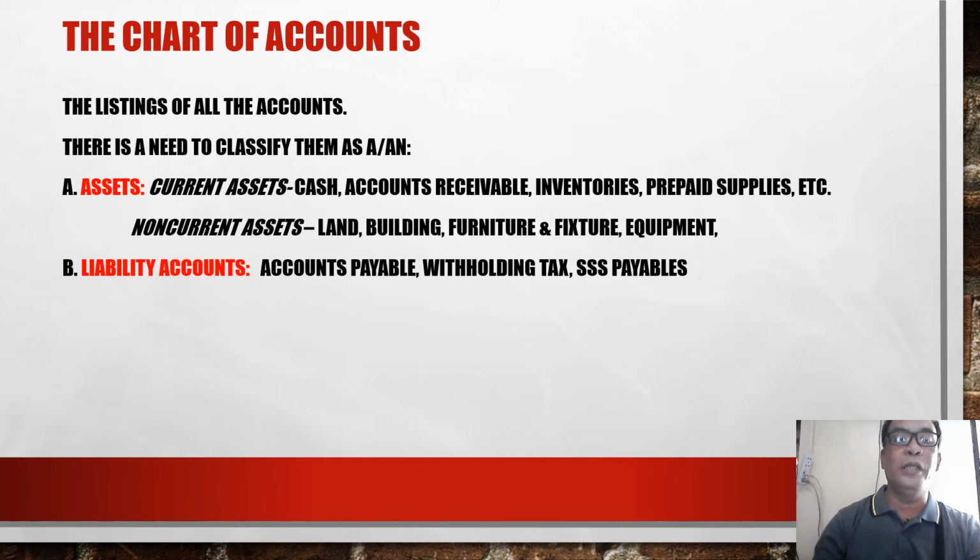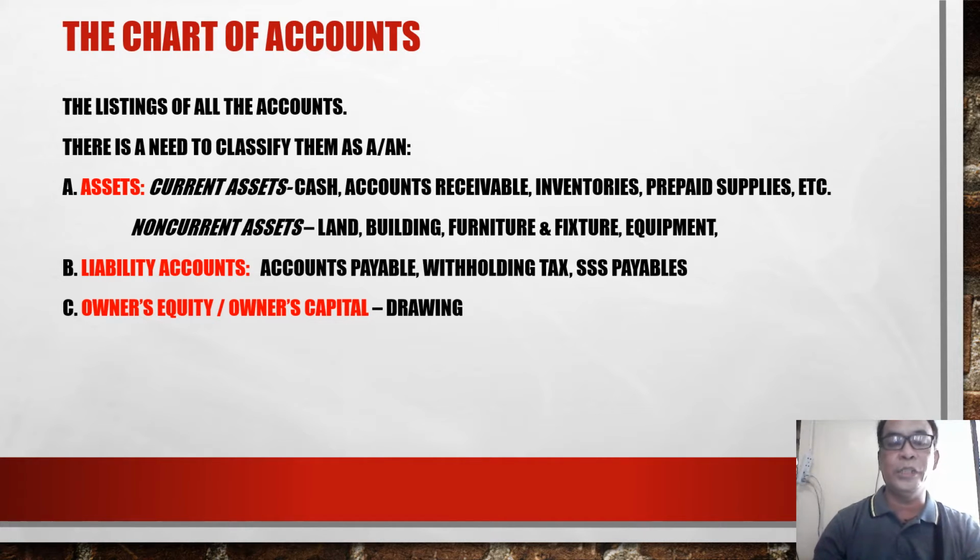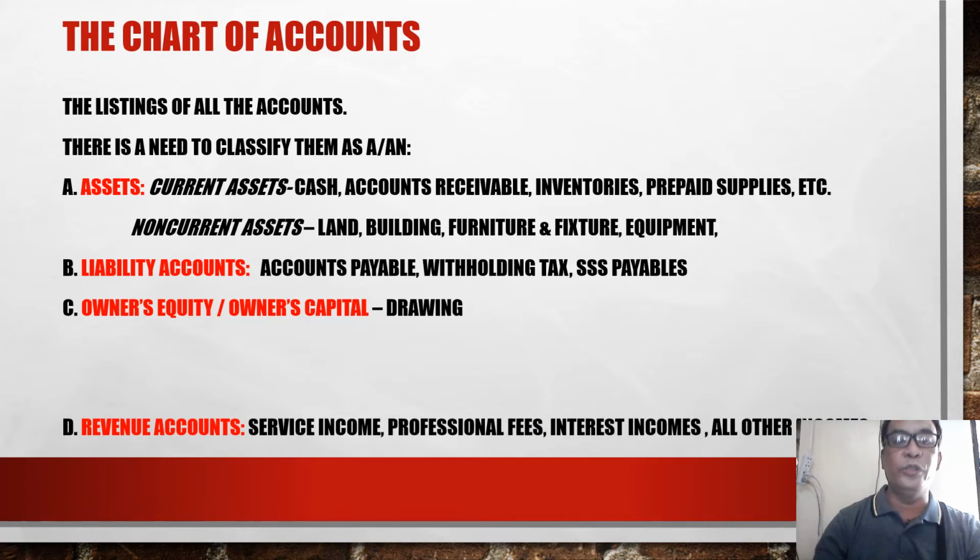Next to that, we have the liability accounts. Sample nito, yung accounts payable, mga withholding tax, SSS payables, at lahat po ng mga payables. Mga utang ng negosyo mo. Okay po? Then, next to that, we have the owner's equity, or tinatawag din nating owner's capital. Inilalagay din po dyan o sinasama yung tinatawag nating withdrawals or the drawings of the owner.